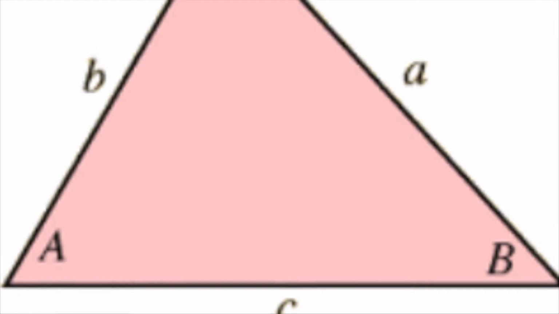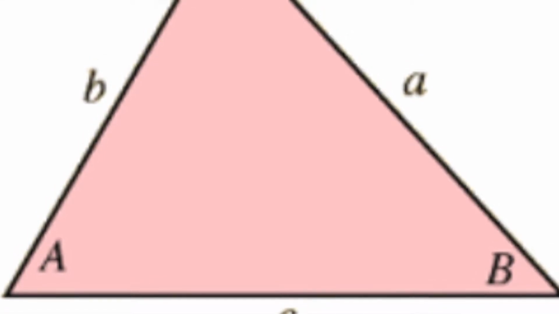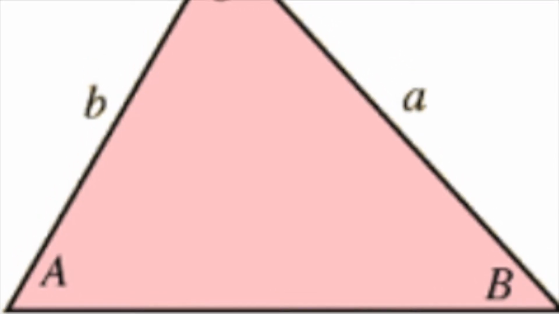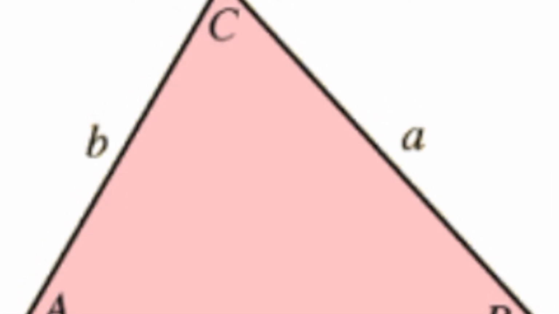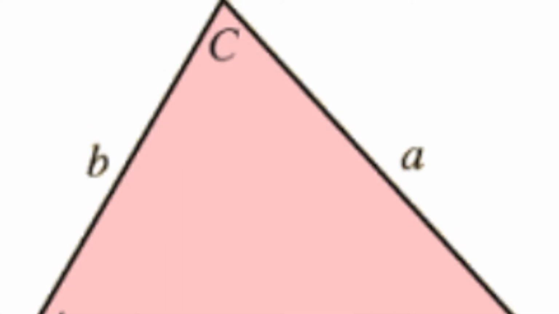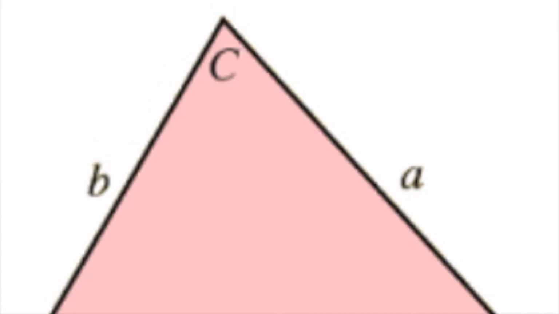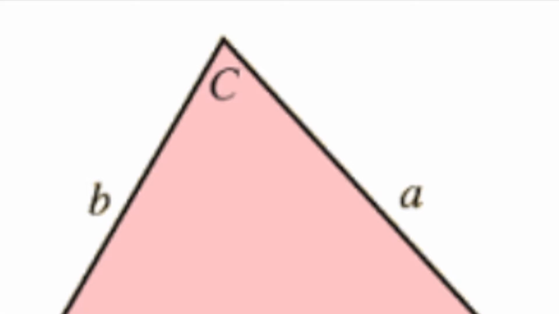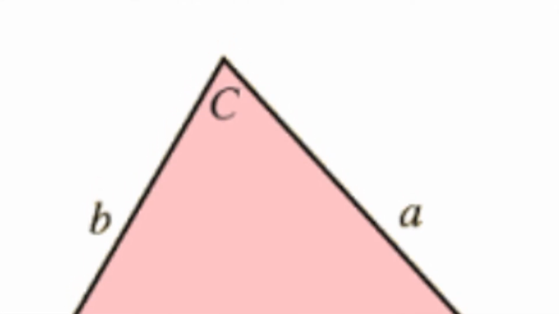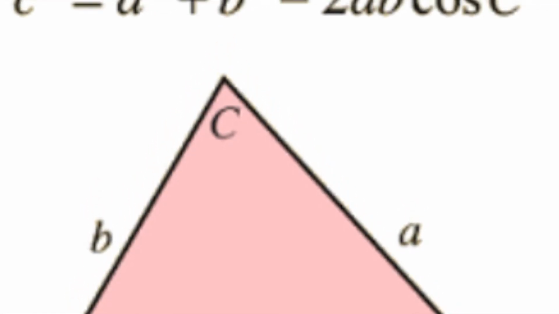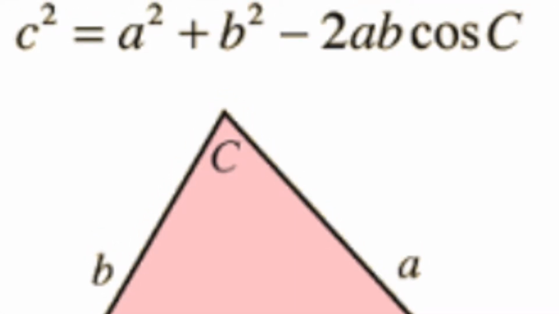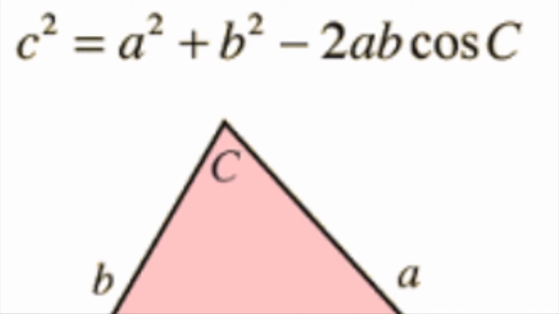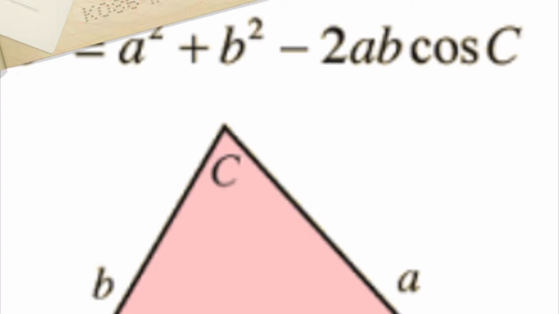The second trigonometric definition is the law of cosines. This could be stated in two ways. The first is cosine C equals A squared plus B squared minus C squared all over 2AB, or the second one, which states C squared equals A squared plus B squared minus 2AB times cosine C.